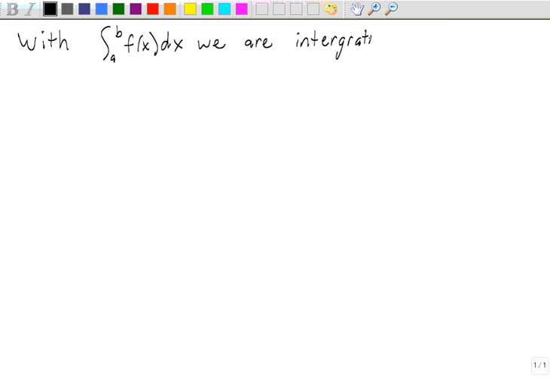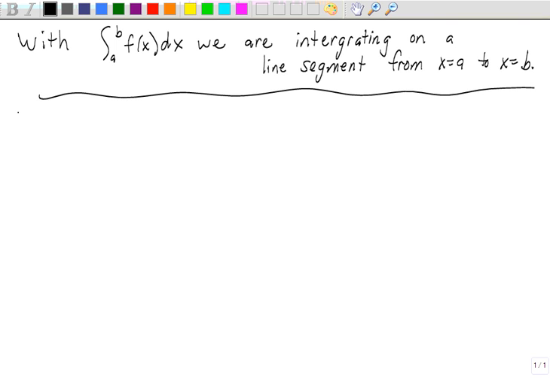Okay, usually when we're doing integration, just regular integration, we are integrating on an interval or a line segment. Now we will integrate over a curve.